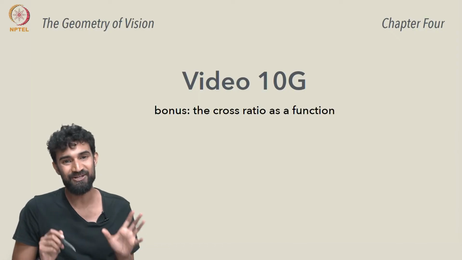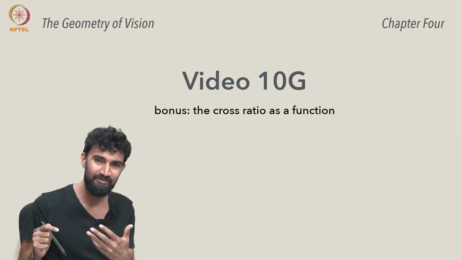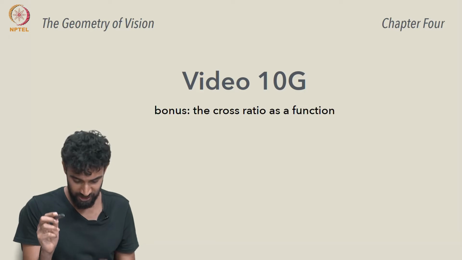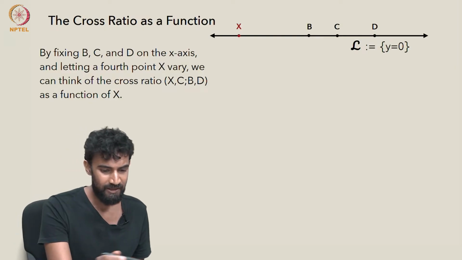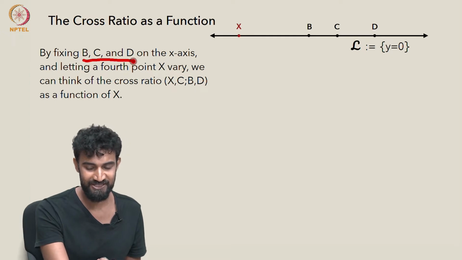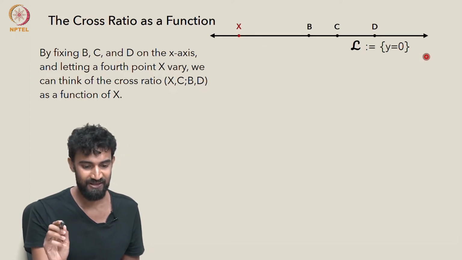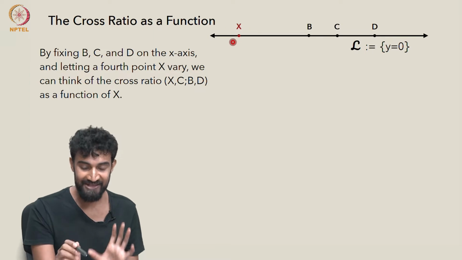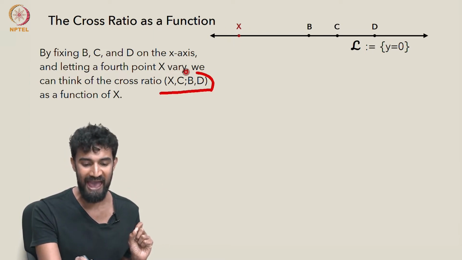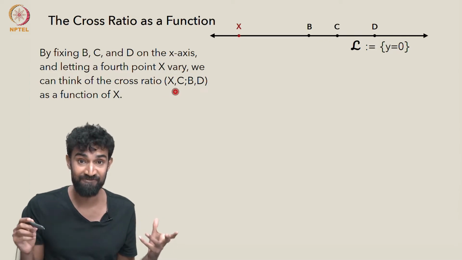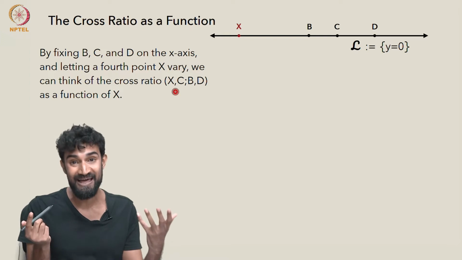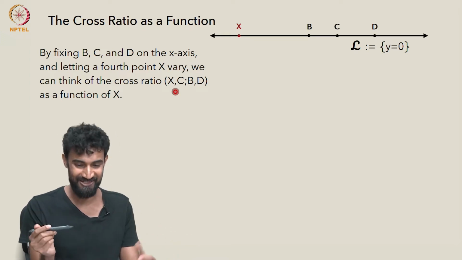So the last thing I want to talk about is another way of thinking about the cross ratio, not just as a number, but as a function. In particular, by fixing B, C, and D on the x-axis and letting a fourth point x vary along the axis, we can think of the cross ratio (x, c; b, d) as a function of x. And the natural question is, what is that function? What is it calculating? What is it telling us?